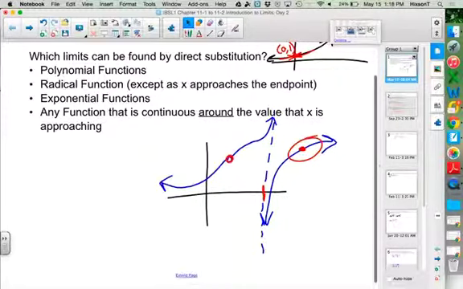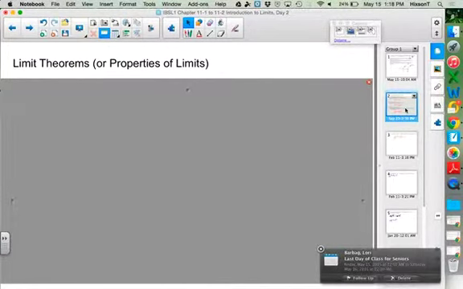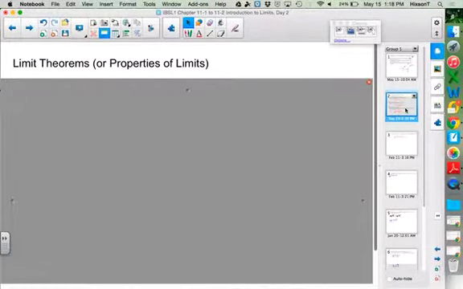So let's look at a couple of rules that would govern some of these. We've got a number of different rules, but as we go through them, you'll notice a lot of them just make sense. These are what are known as limit theorems, or you could say properties. Properties is maybe a better term simply because they do just make sense if you think about it. So we don't necessarily have to prove them all mathematically because they make sense.